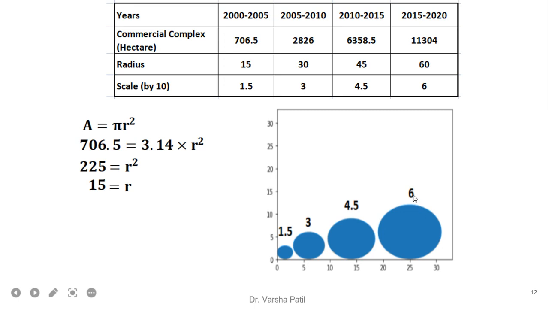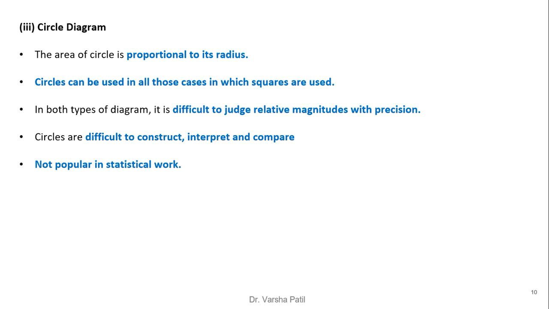That's why we are not getting the original value's approximation, because here the original value is 11304, but when we draw the circle the value becomes the radius of 6. So they are difficult to construct, that is okay, but it is very difficult to interpret and compare because we change the magnitude when we make the conversion from one value to another.